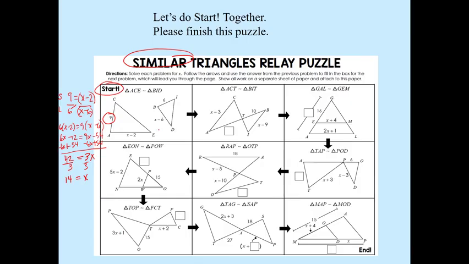Okay, now you're going to take that answer, guys, and notice the arrow here. You're going to go over here and put 14 in here, okay? And then you're going to go ahead and solve these two similar triangles, take that answer and put it in here, and then continue on the path till you get to the end. Thank you. Good luck.